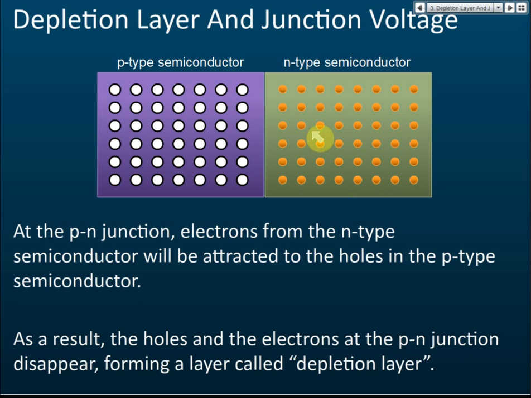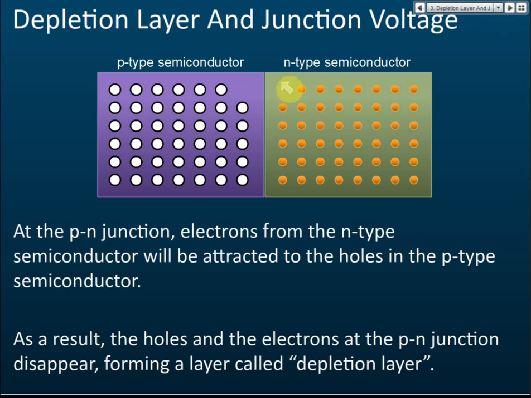Now, when you join a P-type semiconductor to an N-type semiconductor, and last week we learned that the P-type semiconductor has a tendency to pull electrons, to fill in the holes. So the holes in the P-type semiconductor will pull the electrons from the N-type semiconductor, and these electrons will fall into the holes. There's a name for this, and we call this recombination. So at the P-N junction, the electrons from the N-type semiconductor will be attracted to the holes in the P-type semiconductor.